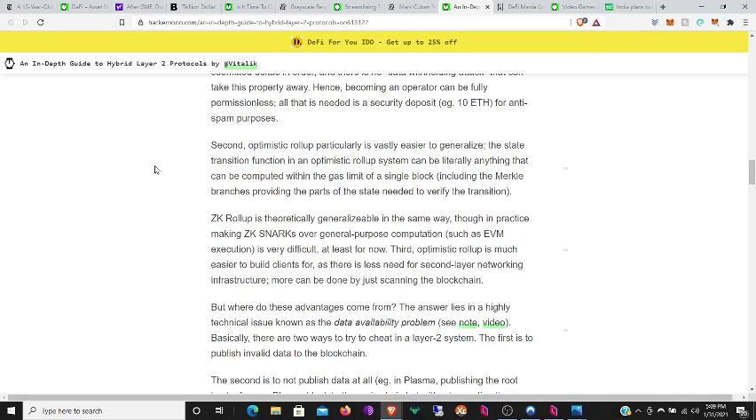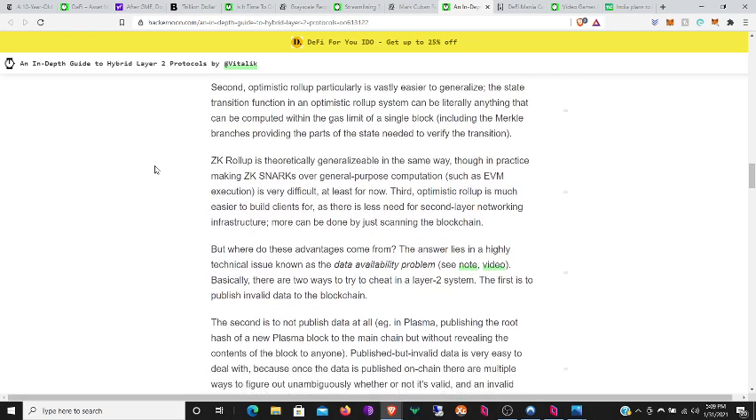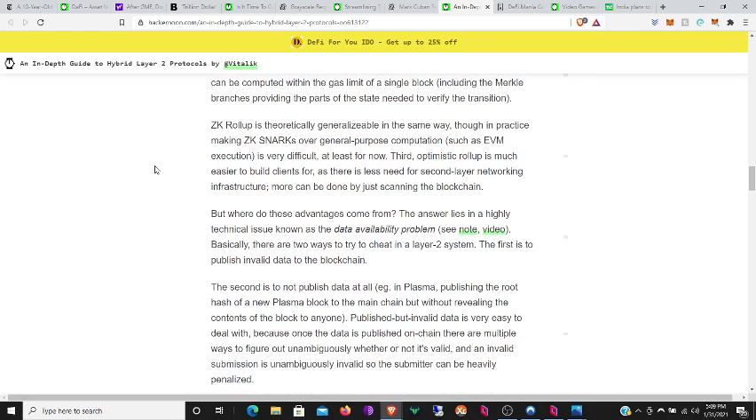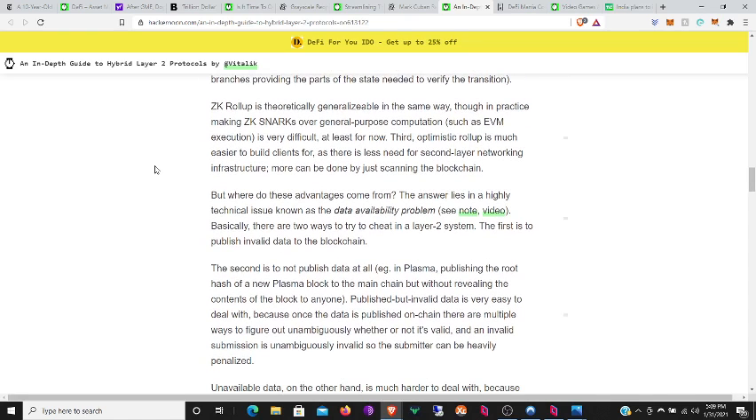Second, optimistic rollup particularly is vastly easier to generalize. The state transition function in an optimistic rollup system can be literally anything that can be computed within the gas limit of a single block, including the Merkle branches providing the parts of the state needed to verify the transaction. ZK rollup is theoretically generalizable in the same way, though in practice, making ZK SNARKs over general purpose computation, such as EVM execution, is very difficult, at least for now.